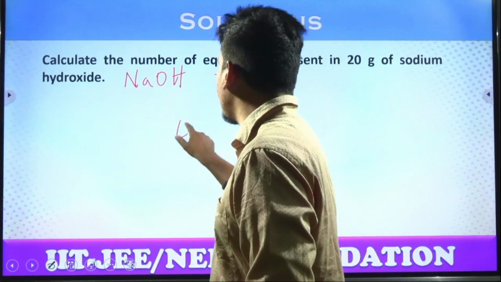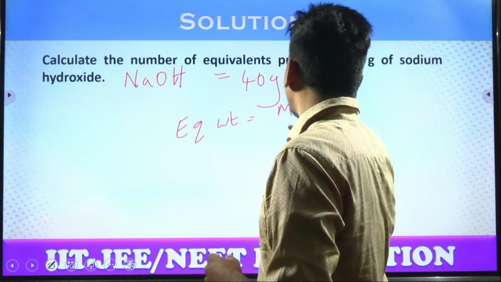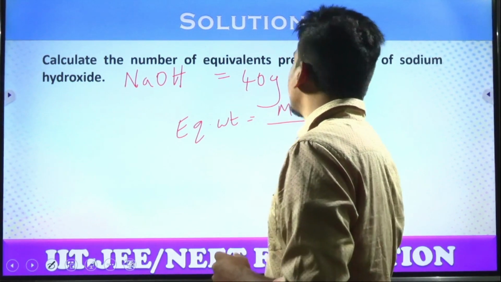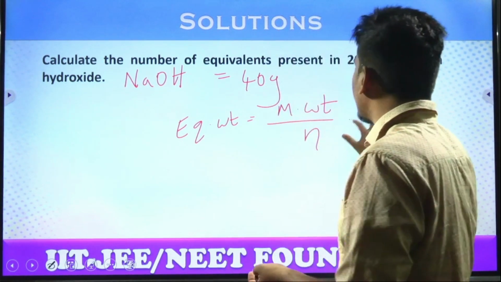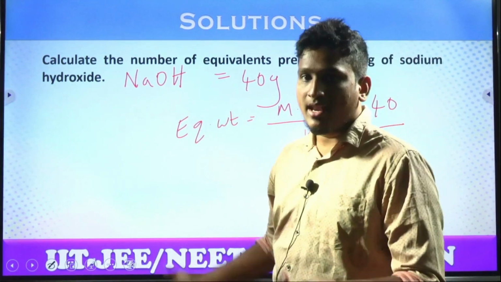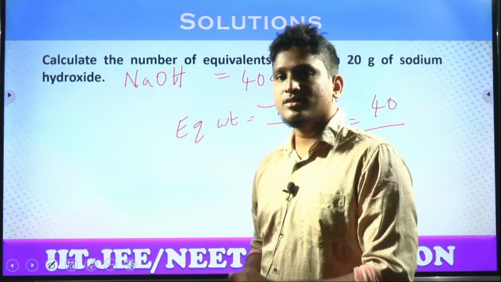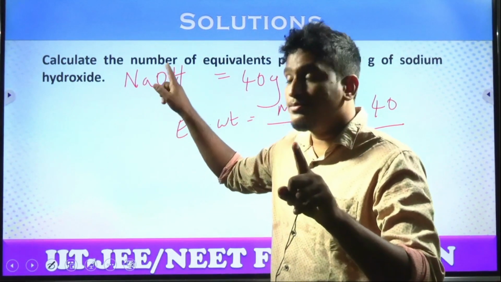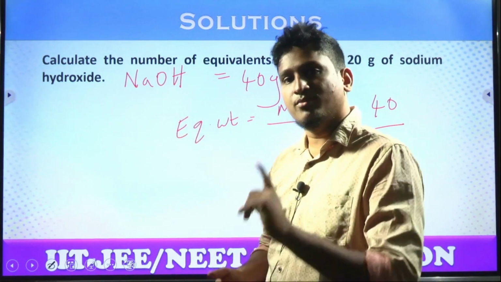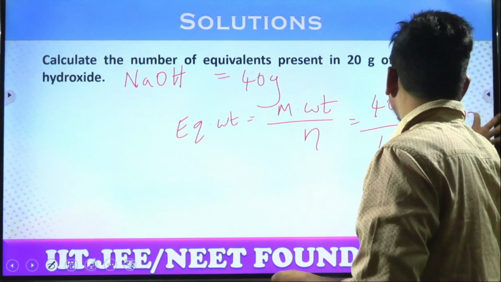And how to find the equivalent weight? Molecular weight by N factor. N means valency factor. What is the molecular weight? 40. Clear? What is the N factor? This is a base. How many OH- ions can it release? Only 1. Or in terms of charge, what is the total charge on sodium? 1. So the valency factor is 1. That means the equivalent weight is 40 grams. Yes or no?